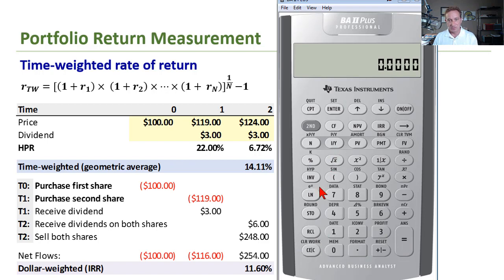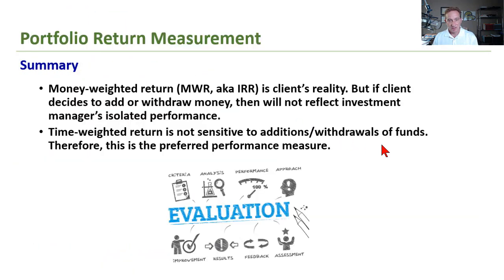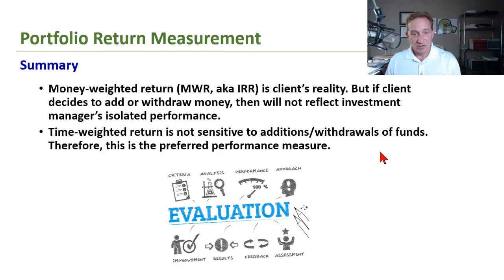it matches. Okay. So, in summary, then you might have the question, what's the better one to use? Well, the money weighted return really reflects the client's reality. But if the client is the one who makes the decision to add or withdraw the money, then it doesn't really reflect on the investment manager's isolated performance. Think of that scenario that we just looked at. Let's say I'm the one responsible for the share price performance, but you're the one who decides to purchase that additional share. You didn't need to purchase that additional share at the end of the first sub period.